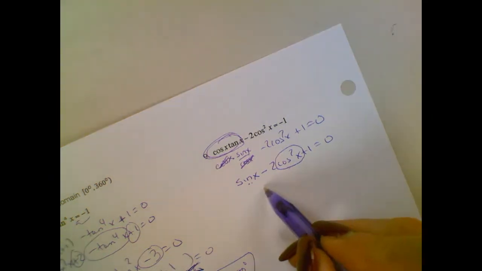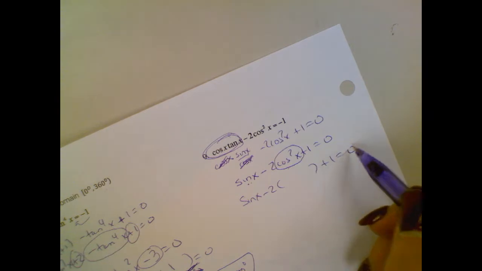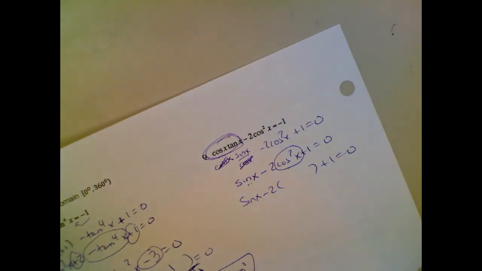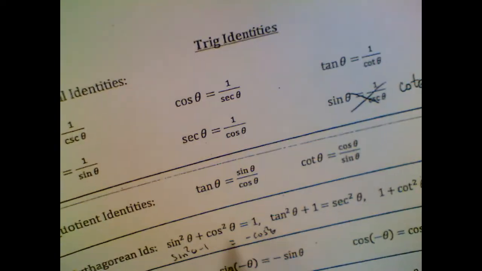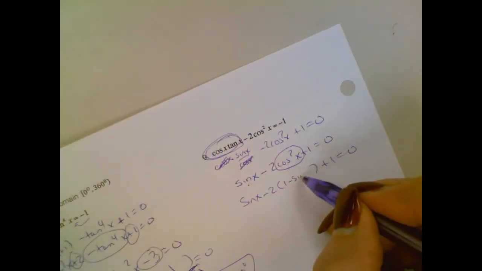All right. So sine x minus 2. So cosine squared is one of your Pythagorean identities. Cosine squared is 1 minus sine squared. So you're going to replace this with 1 minus sine squared x.